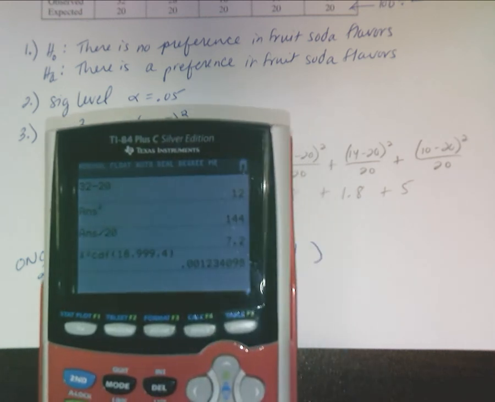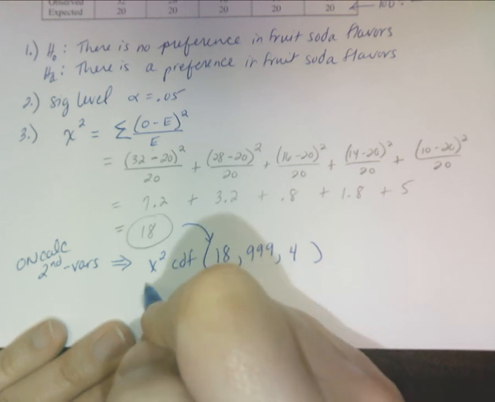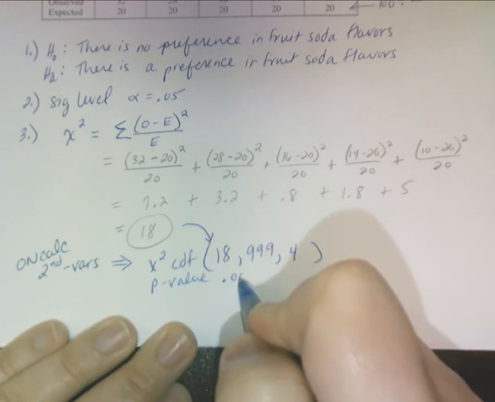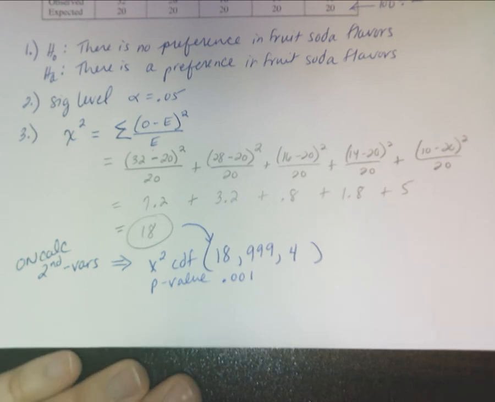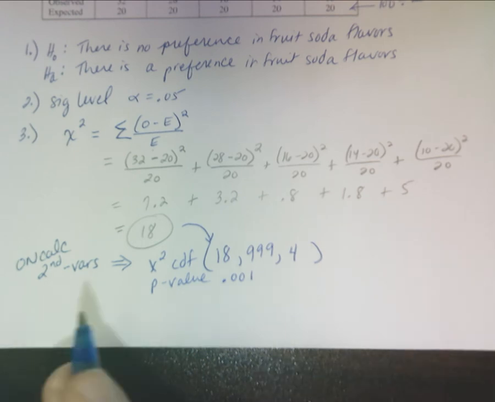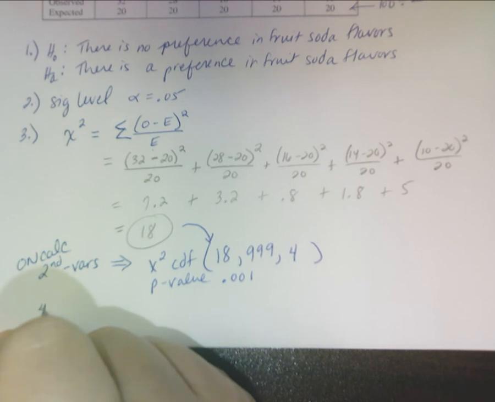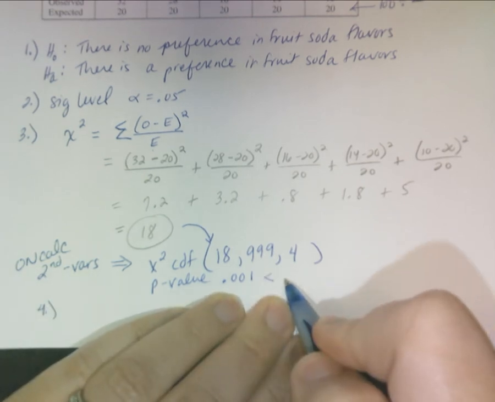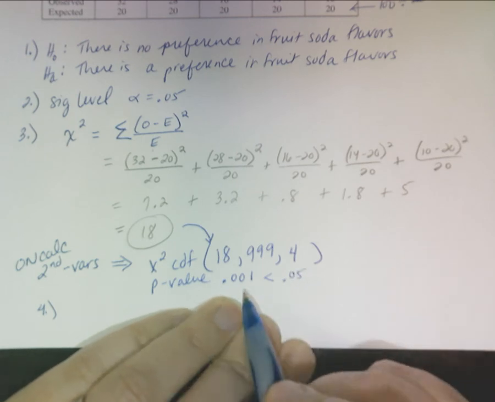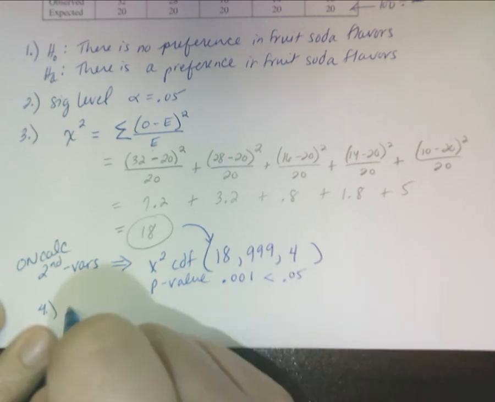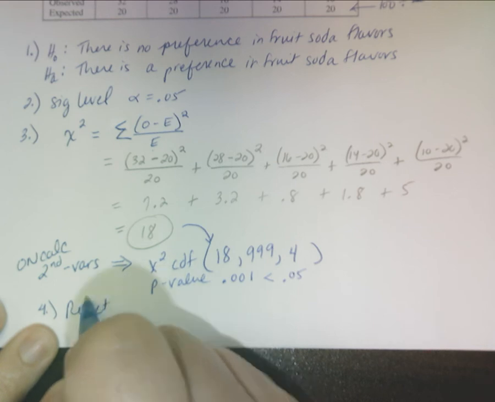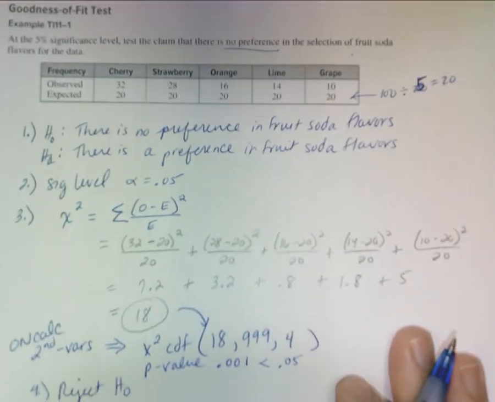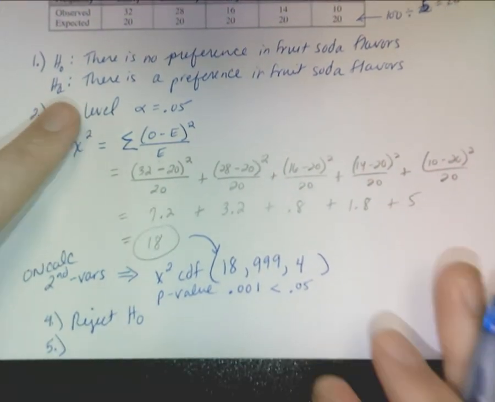0.001. That is your p-value. 0.001. So, do we reject or not reject? Well, that is less than 0.05. So, if that p is low, reject the H0. Reject the H0. What does that mean? If I'm rejecting, there is no preference, then I am supporting the fact that there is a preference.